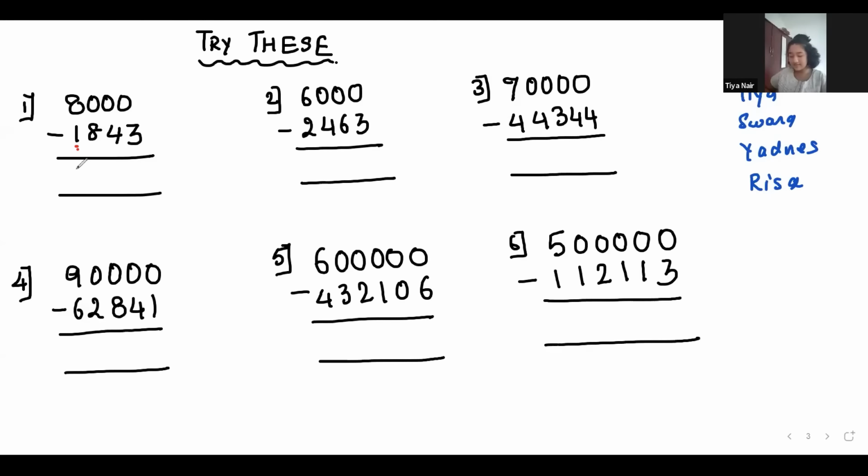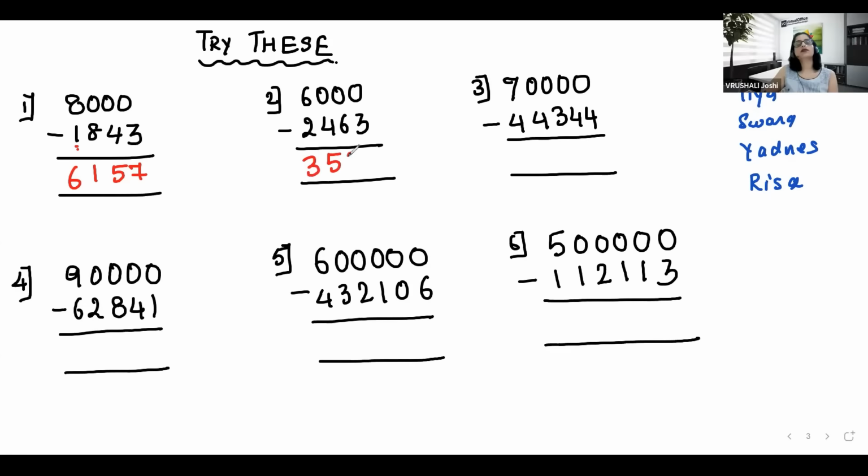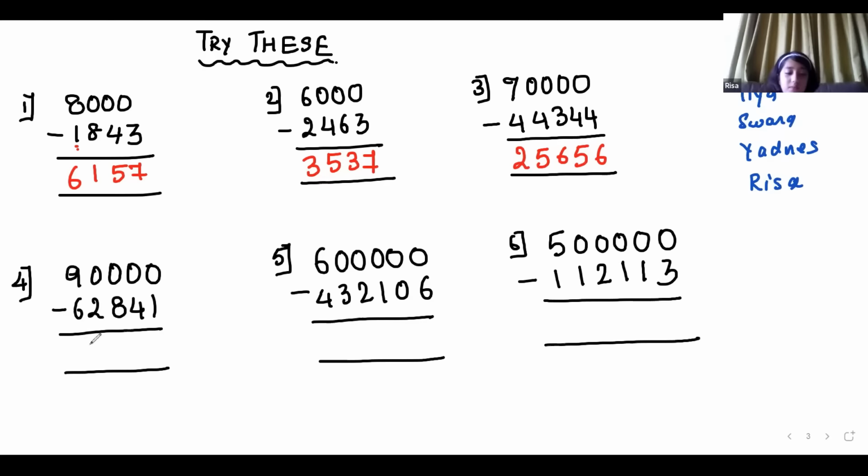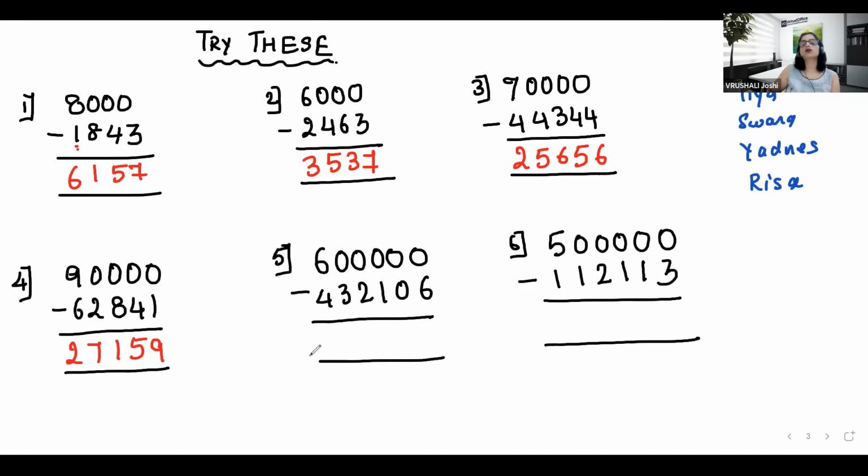The first answer is 6157. 6157. Swara? Ma'am, the second answer is 3537. 3537. Okay, Yadnesh. He has sent it to me in chat because his mic is not working. I'm writing what he's written. Check your answers. 25656. Okay. Risa? 27159. 27159 is absolutely correct.